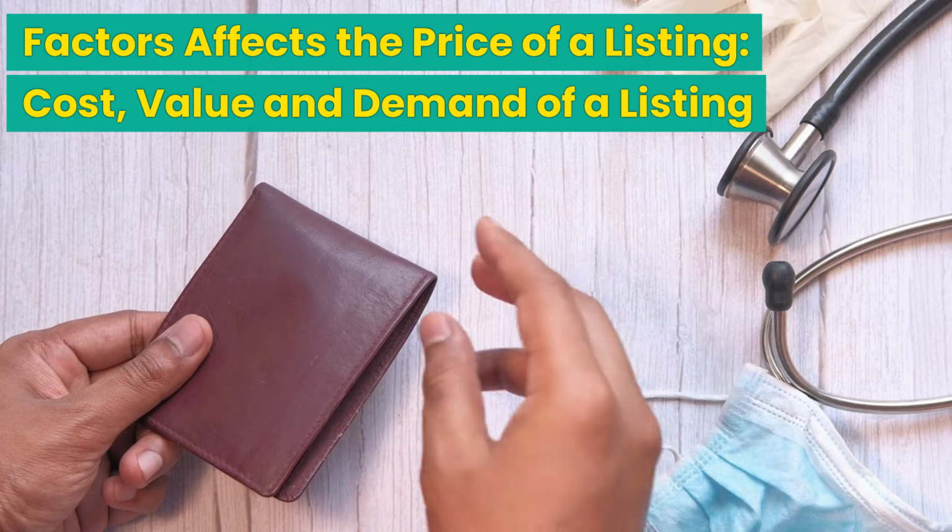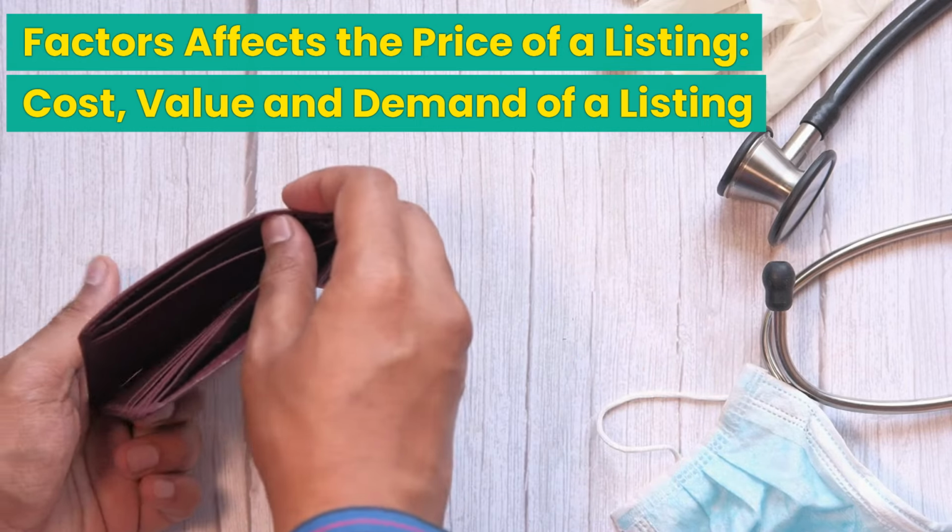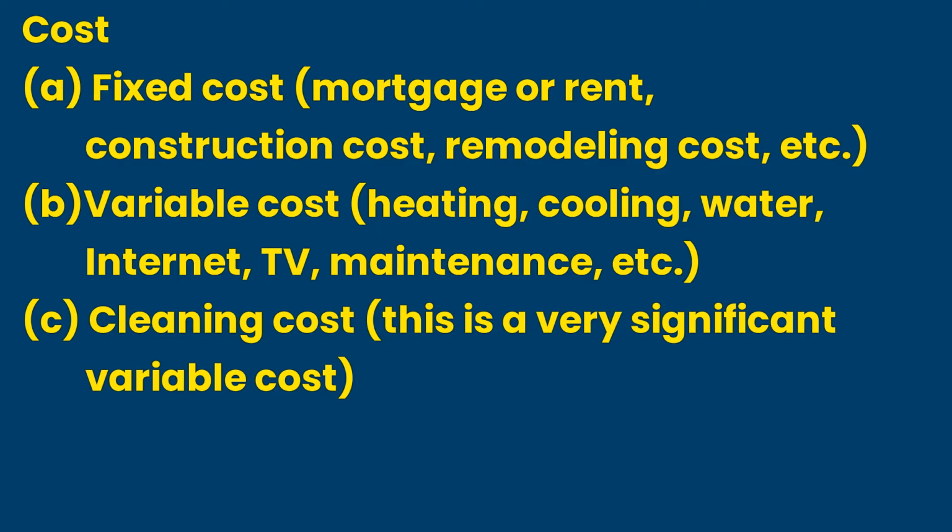Factors affecting the price of a listing: cost, value, and demand. Below are some details contained in the cost, value, and demand of a listing. Cost: A. Fixed cost, mortgage or rent, construction cost, remodeling cost, etc. B. Variable cost, heating, cooling, water, internet, TV, maintenance, etc. C. Cleaning cost. This is a very significant variable cost.